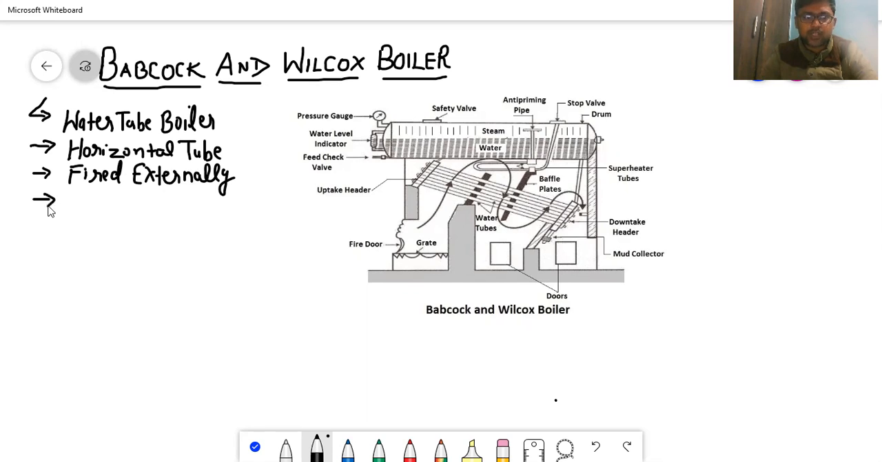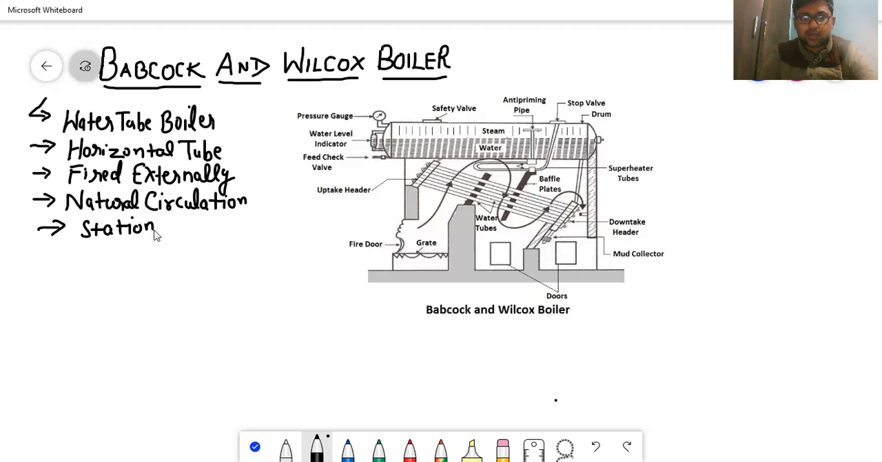Next is whether the circulation of water is natural or forced. So obviously in this boiler, as we can see, जो water का flow है वो naturally हो रहा है, circulation naturally हो रही है. We are not using any pump to forcefully do it, so we can say it is natural circulation of the water. So it is a natural circulation type of boiler here, and it is a stationary boiler.